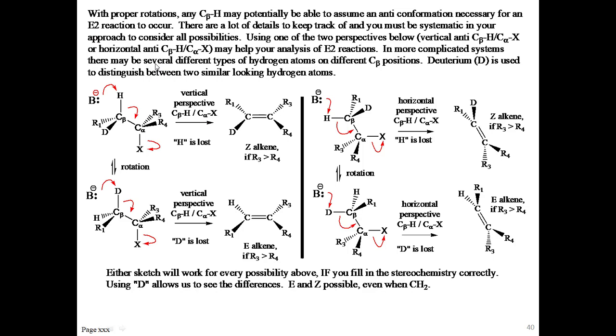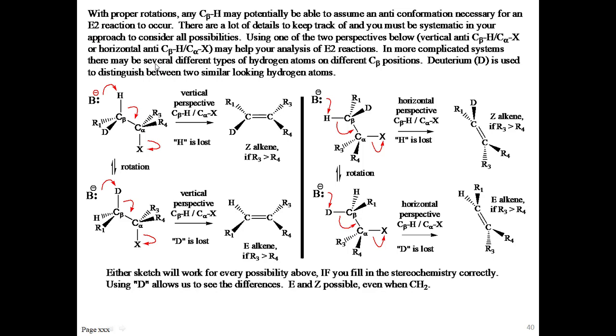However, I can rotate around this bond right here between C alpha and C beta, and I can bring the deuterium up here, put the hydrogen in the back, bring R1 out to the front. Now if I lose the deuterium, anti-C beta D and C alpha bromine, then I'll get a different alkene. First off, there's no more deuterium because we took it off. Also, R1 is out in front with R4. And we just said that R3 is higher than R4. Okay, so if R3 is higher and R1 is higher, then this is an E alkene.